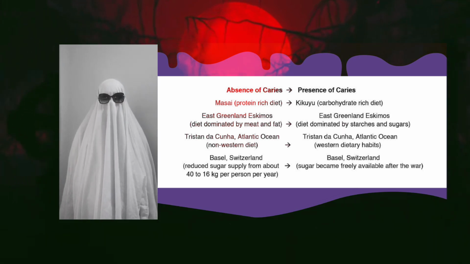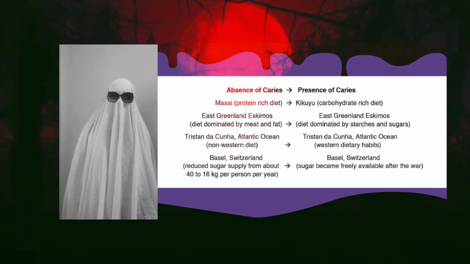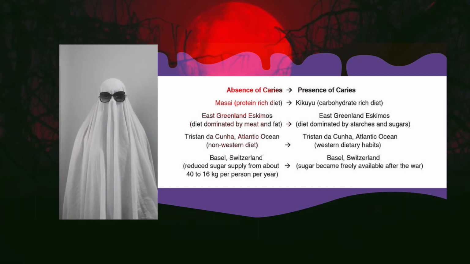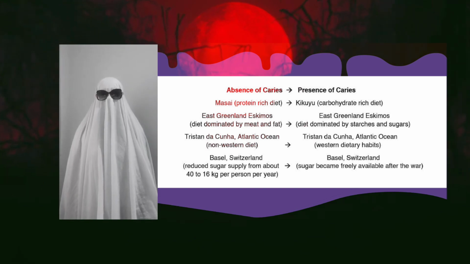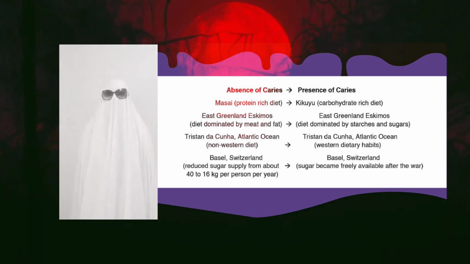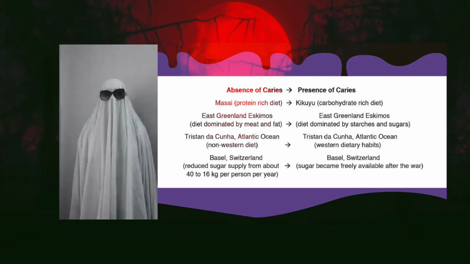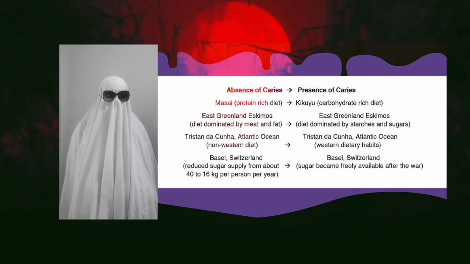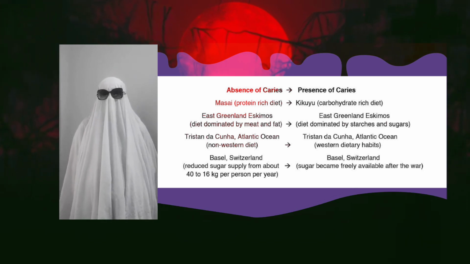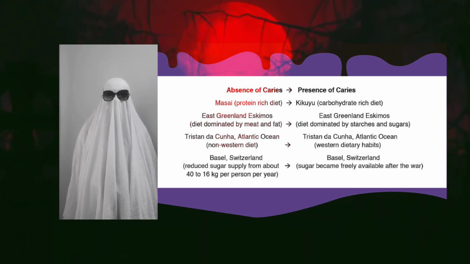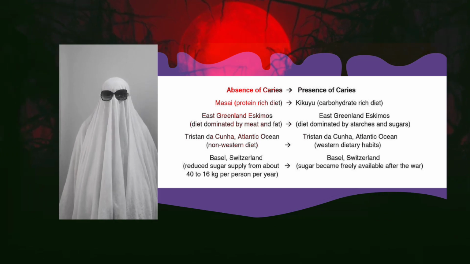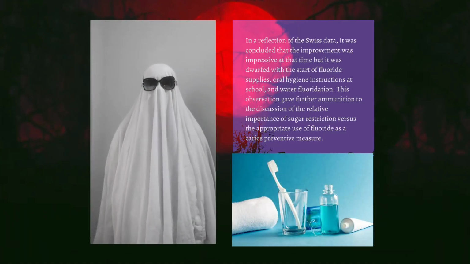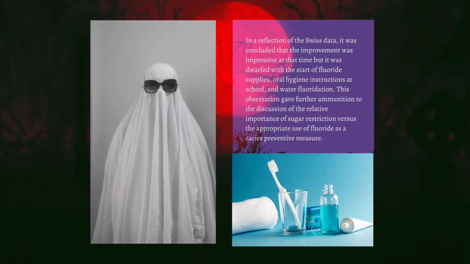In Basel, Switzerland, wartime restriction during World War II reduced sugar supply from about 40 to 16 kilograms per person per year, resulting in an increase in the percentage of caries-free children from about 2% to 15%. This improvement of oral health disappeared when sugar became freely available after the war ended. Similar data have been presented from Denmark, Finland, and Norway.